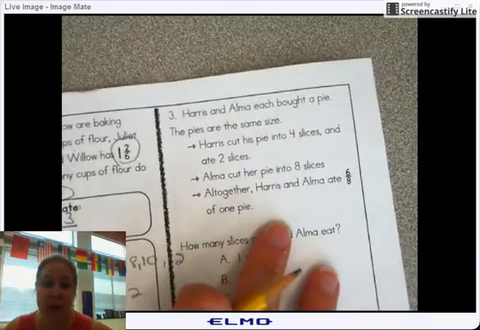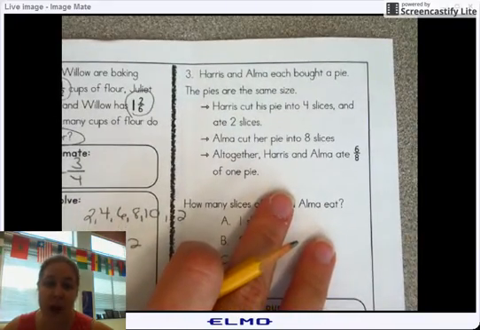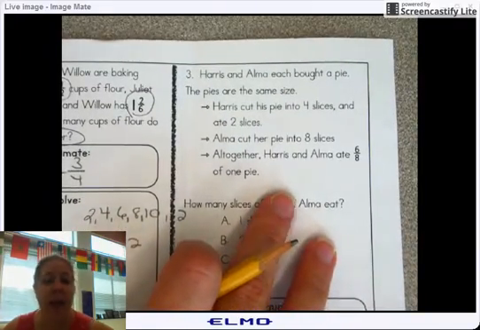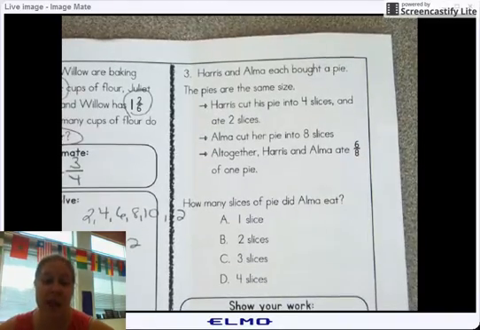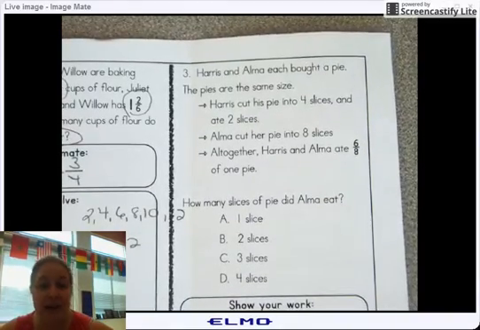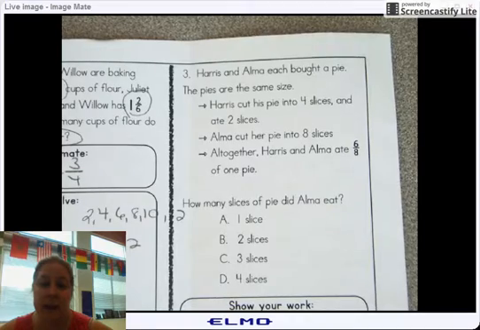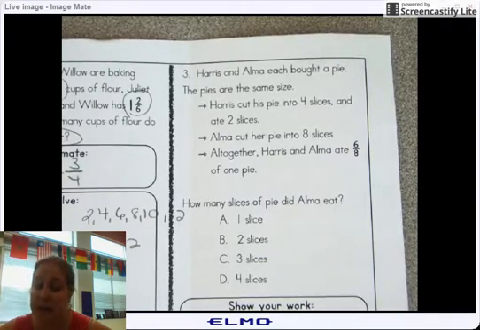Okay, problem number 3. Harris and Alma each bought a pie. The pies are the same size. Harris cut his pie into 4 slices and ate 2 slices. Alma cut her pie into 8 slices. Altogether, Harris and Alma ate 6/8 of the pie. How many slices of the pie did Alma eat?